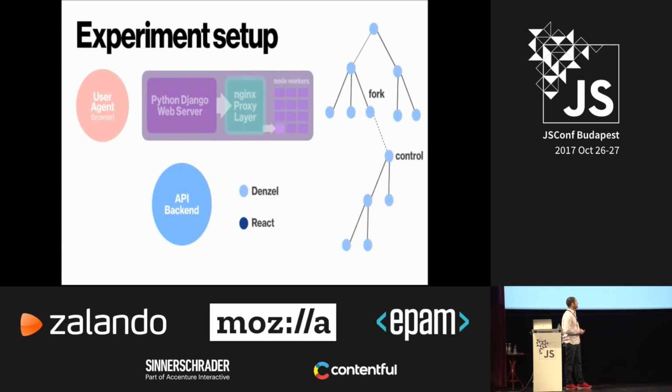Now, let's take a deeper look at the experiment setup. You can see the component tree or module tree on the right side. In this component tree, at some Denzel node, you can see that we are forking our experiment logic. The whole right subtree is still rendered in Denzel, but the left one is in React.